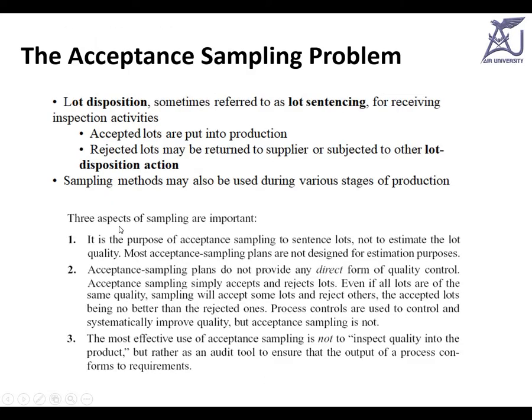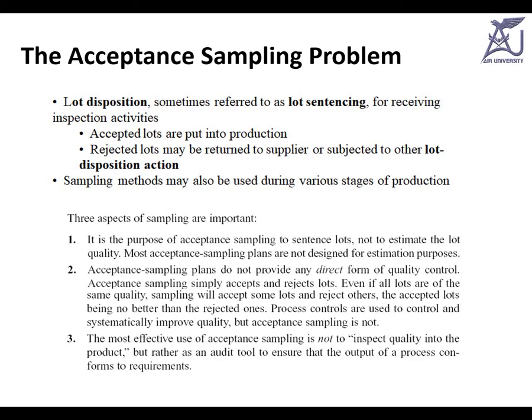Coming to the acceptance sampling problem, generally acceptance sampling is used for lot disposal, or you can say lot sentencing, just giving some verdict on any lot which is presented for inspection. Accepted lots are put into production, and rejected lots may be returned to the supplier, or may be subjected to other lot disposition action. For example, we may rectify it also.